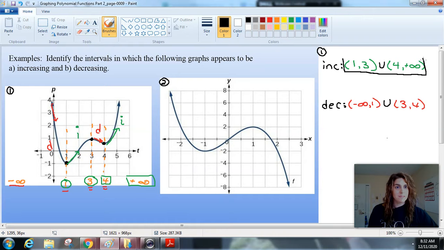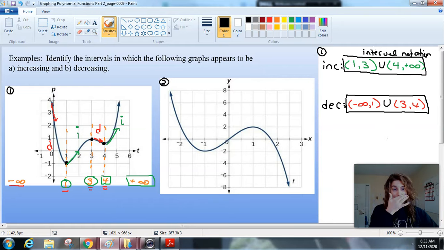I am increasing from 1 to 3 and 4 to positive infinity, and I'm decreasing from negative infinity to 1 and 3 to 4. Again, that's your interval notation. I personally think that's the easiest way to do it, but I will show you because you may see inequality format. Okay, so the inequality is using greater than or equal to's and less than or equal to's.